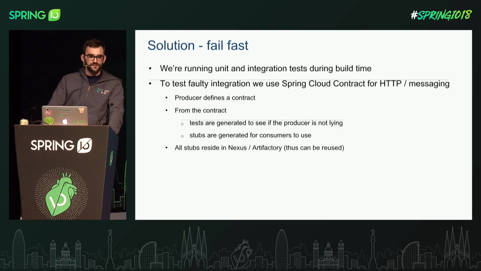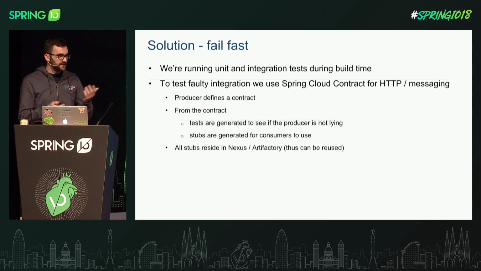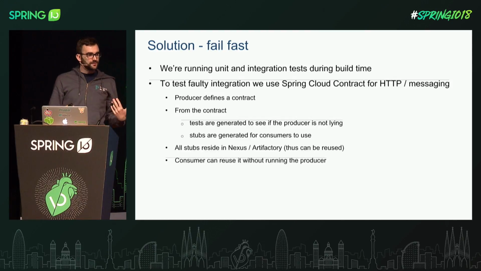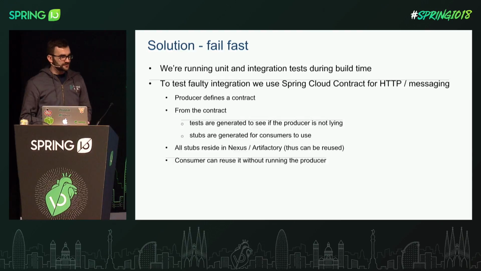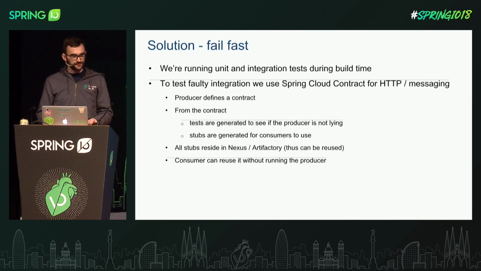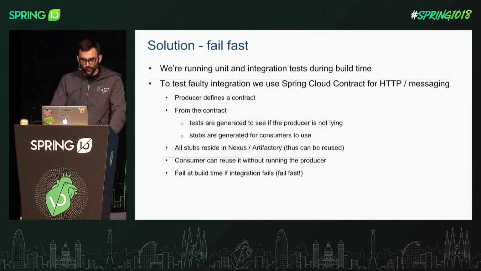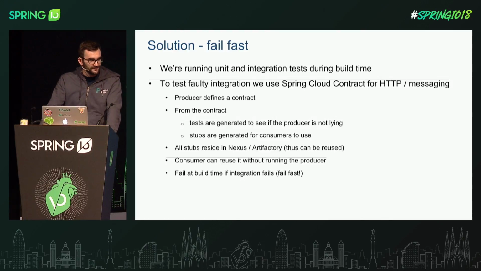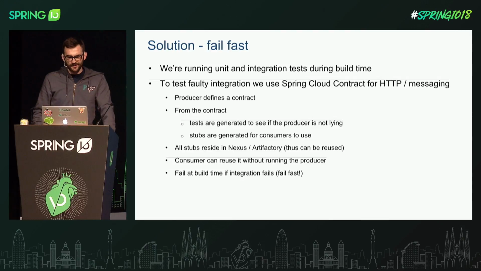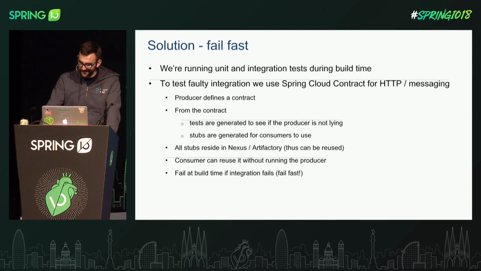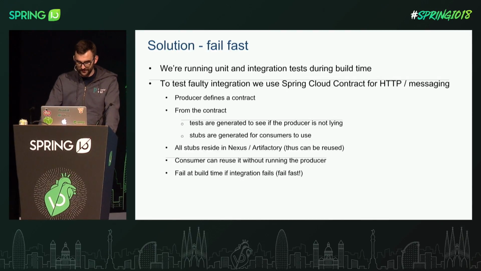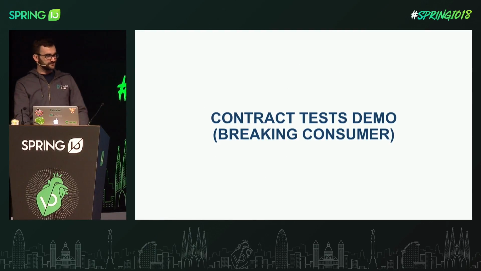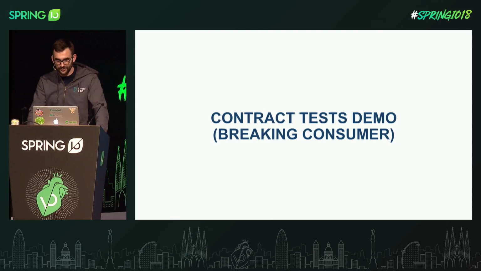Now, all stubs reside in Nexus, Artifactory, Git, some location, so they can be reused by consumers without running the producer. That's the very essence of a stub. Why? Because we would like to fail at build time if integration is faulty. And we're going to see a demo on the slides, obviously, of how it could look. So right now, we're going to break the consumer, and we'll see if our pipeline can check it.